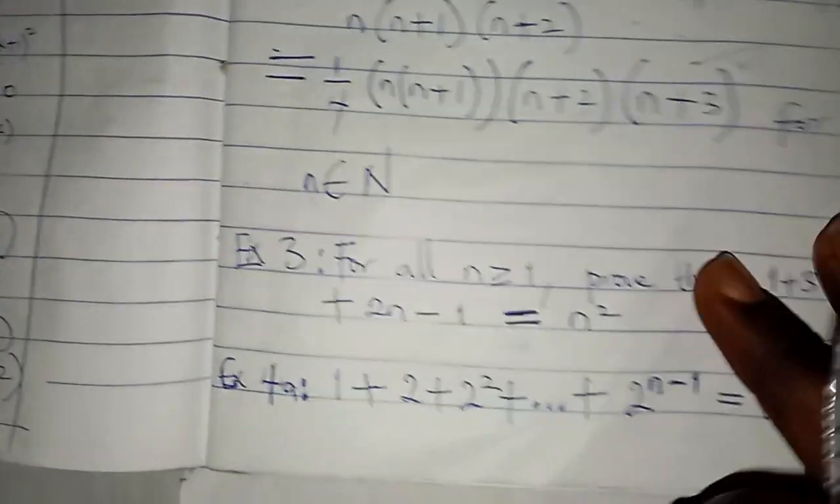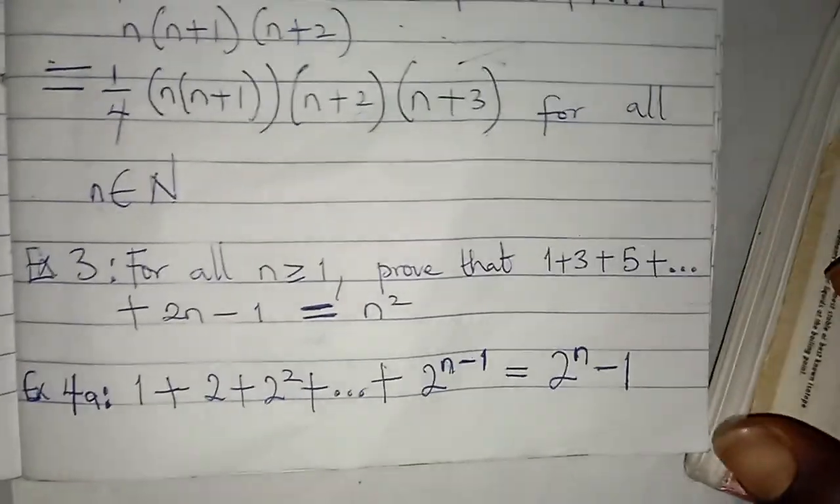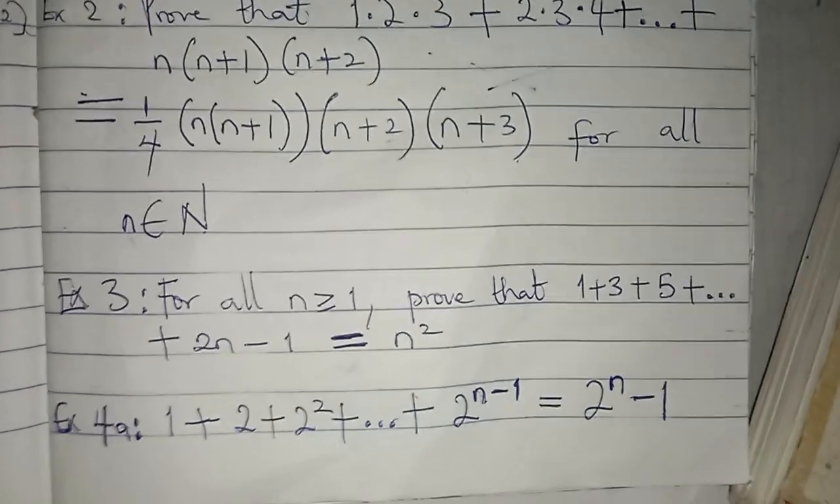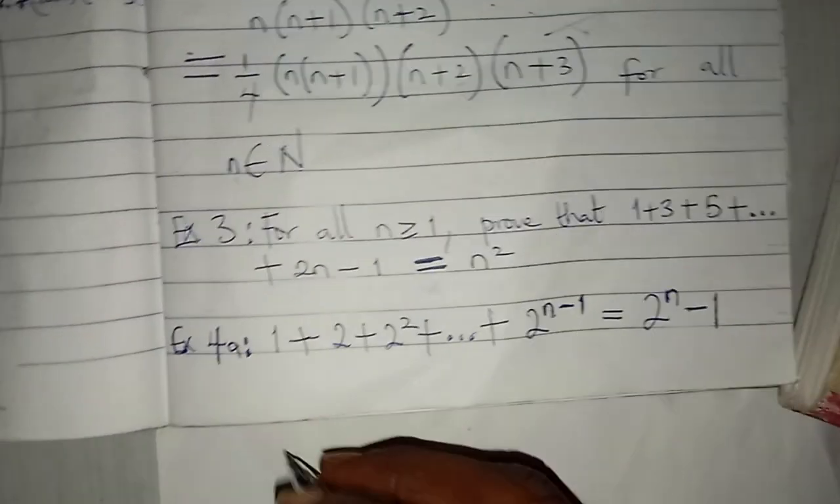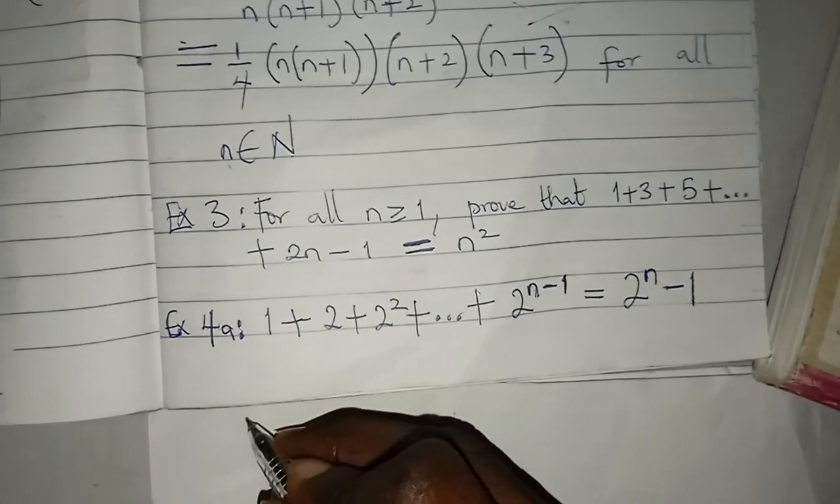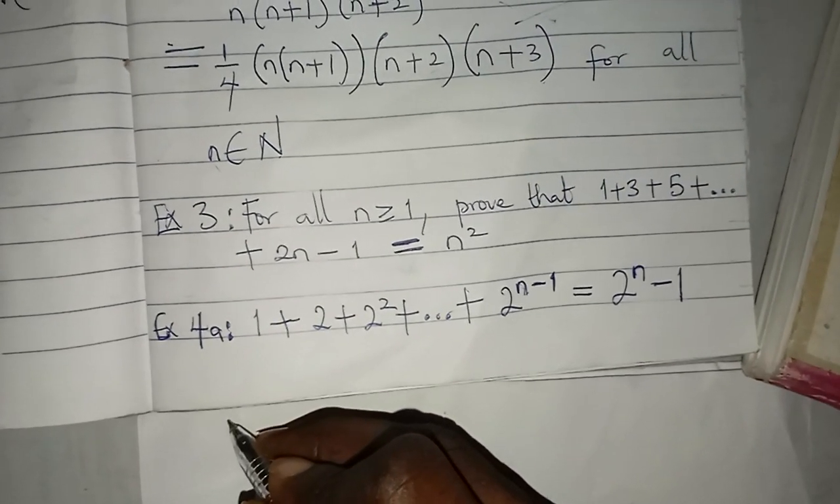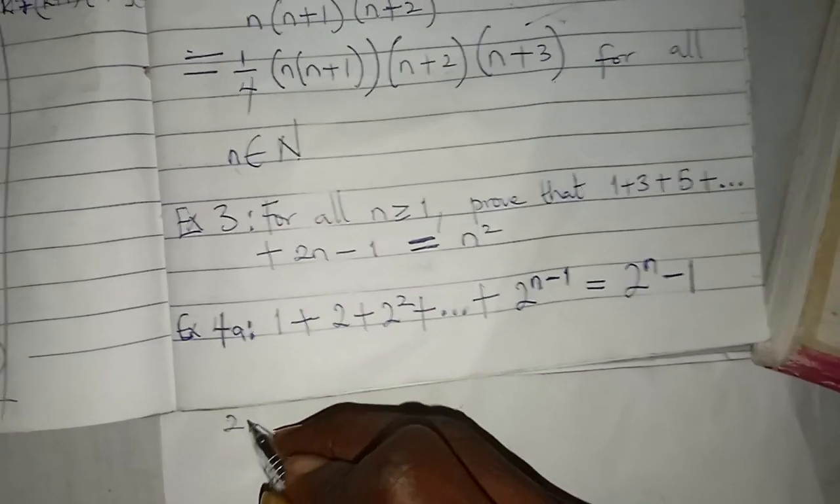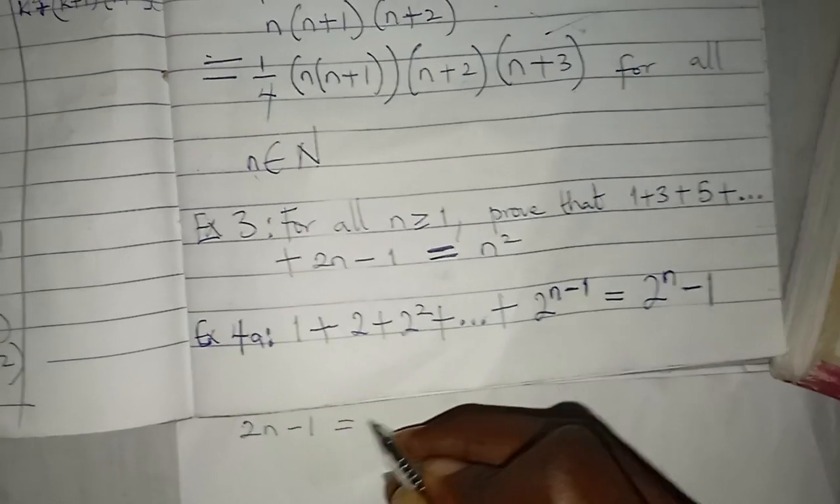So the next question, question 3. Prove that 1 plus 3 plus 5 plus ... plus 2n minus 1 is equals to n squared. Like I told you, I don't like carrying all those 1 plus 3 plus. I just focus on the one that has the variable, 2n minus 1 equals to n squared.